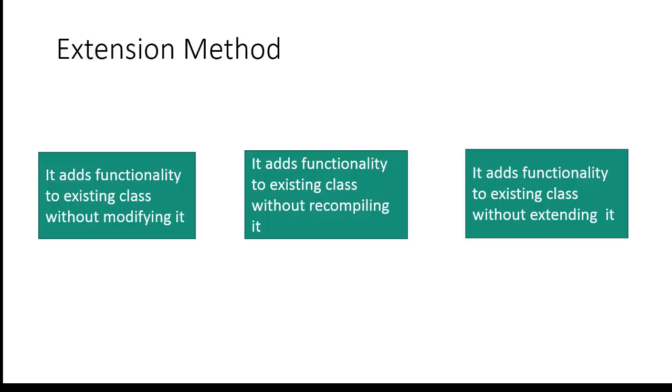So imagine a scenario that you want to add functionality to a class and you are not owner of that class. You cannot modify that class, you cannot recompile that class, but still you have a requirement to add a functionality to that class. In that scenario, you will create extension method. For example, if you want to add a function called remove vowel in .NET Core string class, then you will create extension method called remove vowel and add it to string class without modifying string class.